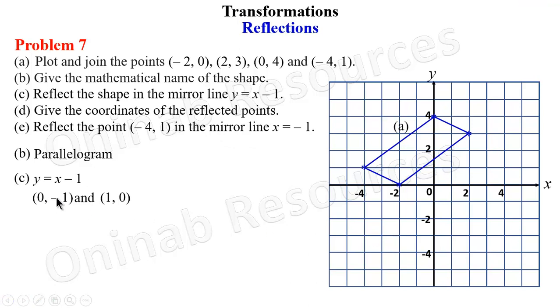So when x is 0, y is negative 1. X equal to 0 is on the y-axis, negative 1 is this point. And when x is 1, y is 0. When y is 0 is the x-axis, and x is 1 there. So we mark it out and join the 2 points. This is the mirror line that we're going to use to reflect this shape.